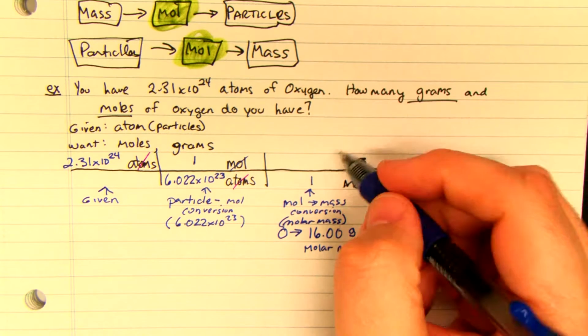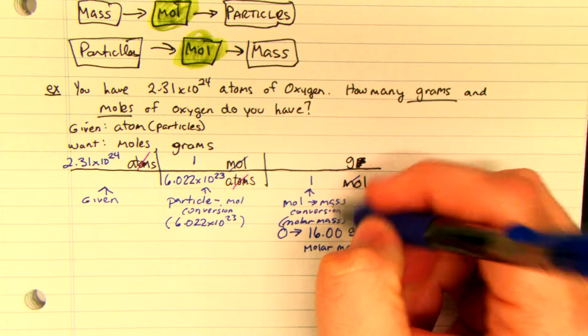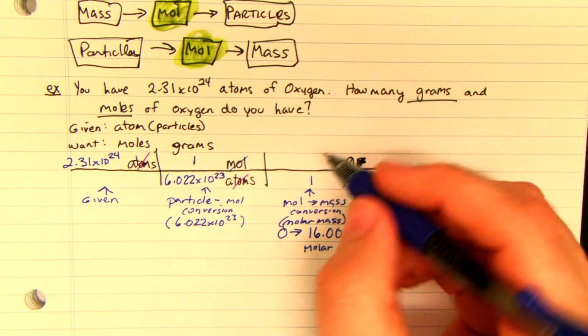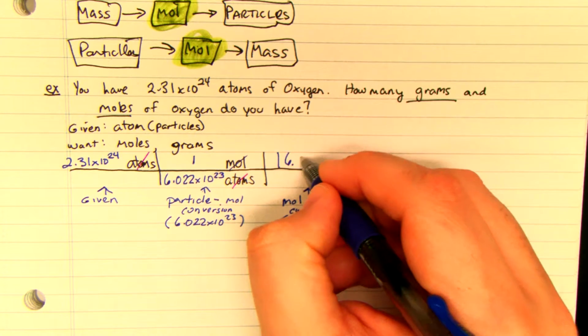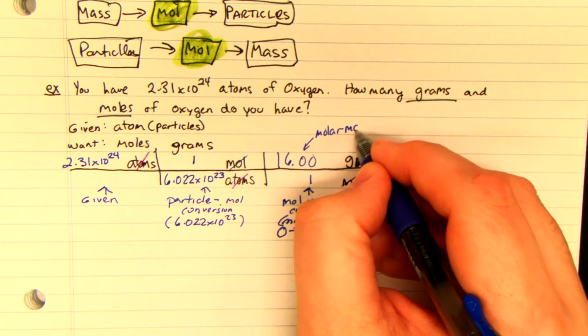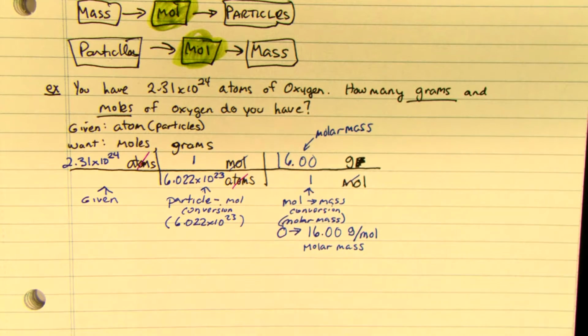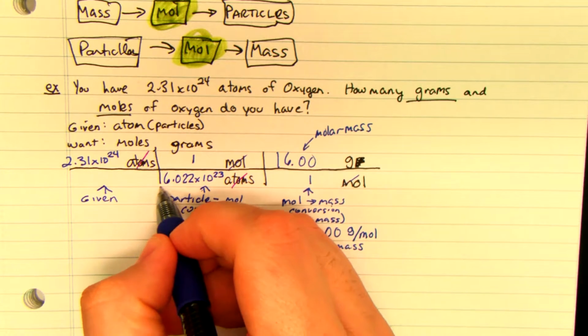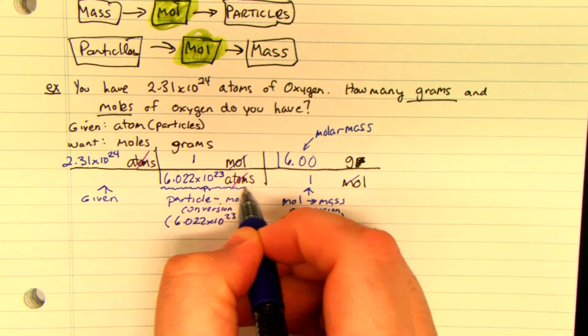So, how many grams of oxygen are in 1 mole of oxygen? 16.00. And that's your molar mass. Now, I'm going to not define something because it's not really a definition. But if you do this one first, I'm going to call this an off-ramp.